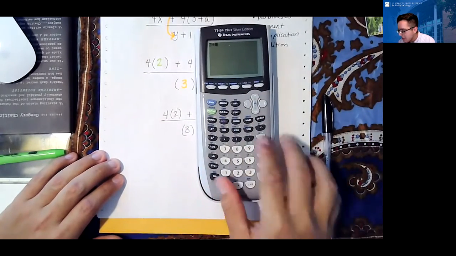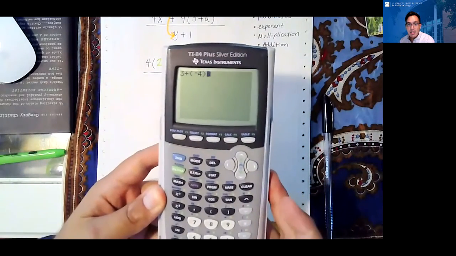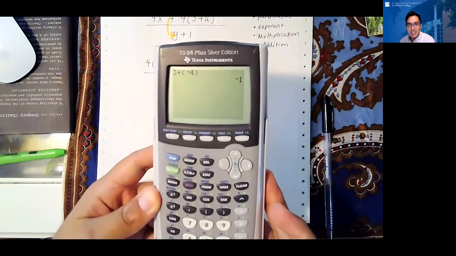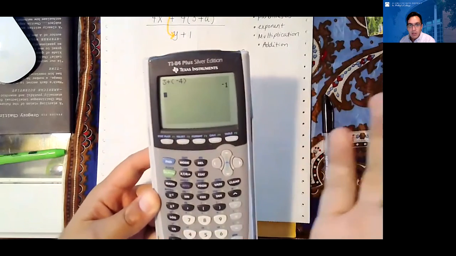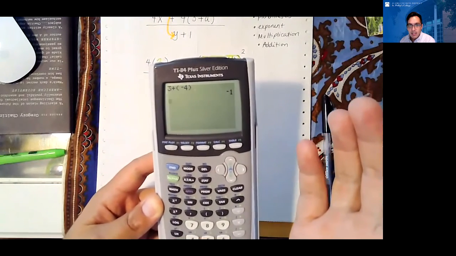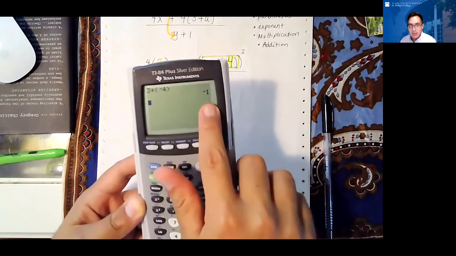But 3 plus -4, if you were to throw that in the calculator, just that part, you should get -1. And again, if you have $3 and then you spent $4 on your debit card, well, you should be owing the bank $1, so -1.